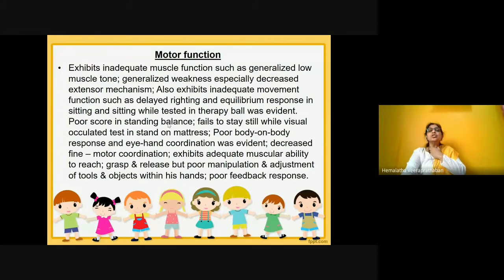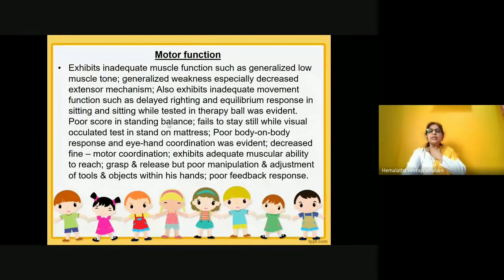She also exhibits inadequate movement functions. She had very delayed righting and equilibrium response. She was not adjusting her body when she was placed on the therapy ball, which was very evident. She had a poor score in standing balance, and fails to stay still while vision is occluded. She fails to stay still on the mattress. She had poor body on body response, meaning internal feedback was low. Poor eye-hand coordination was very evident. Decreased fine motor coordination was also evident in the dexterity test and pegboard test.